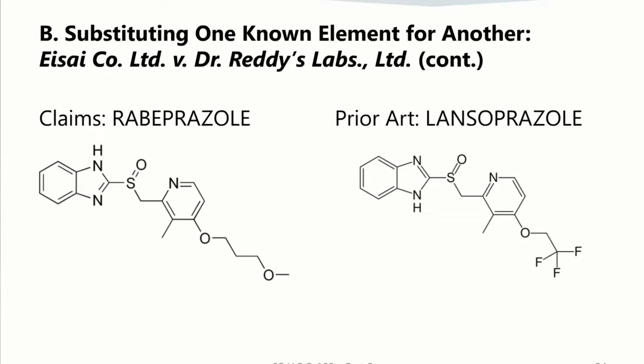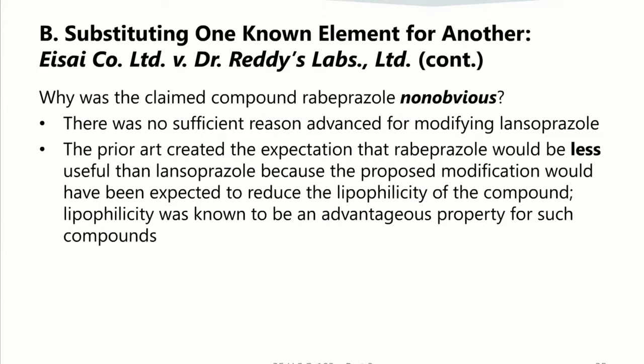On the left is the claimed compound rabeprazole. On the right is the prior art compound lansoprazole. Both compounds share the same core but have a different substituent group. Rabeprazole was found non-obvious because the prior art indicated that rabeprazole would be less useful because the modification would reduce the lipophilicity of the compound, which was taught to be an advantageous property. Thus, a motivation or reason to modify lansoprazole did not exist.